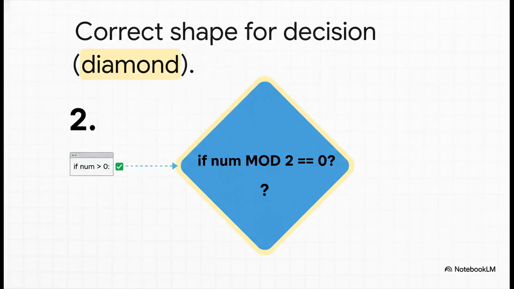On to our second mark. This one is for the correct shape for decision, which, as you know, has to be a diamond. A good rule of thumb, anytime you see an if statement or any kind of question in an algorithm, your brain should immediately scream diamond. So we just take our if num mod 2 equals 0 statement and pop it right inside a diamond shape. Simple. We're now halfway there, with 2 marks secured.